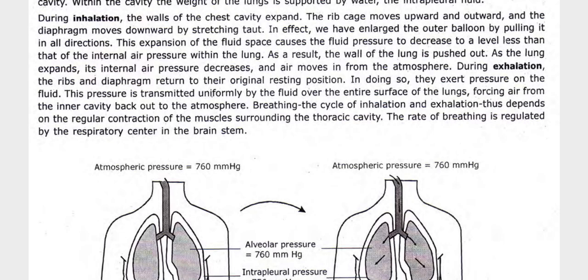Breathing, the cycle of inhalation and exhalation, depends on the regular contractions of the muscles surrounding the thoracic cavity. The rate of breathing is regulated by the respiratory center in the brainstem.